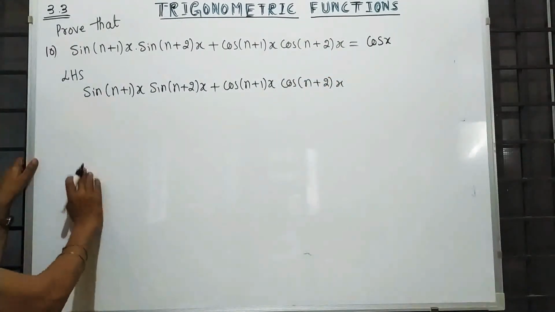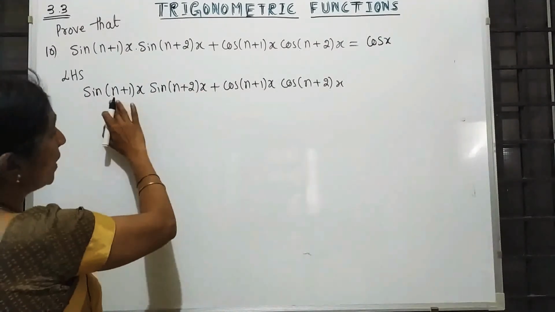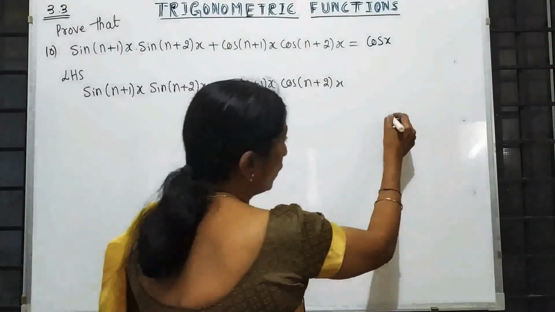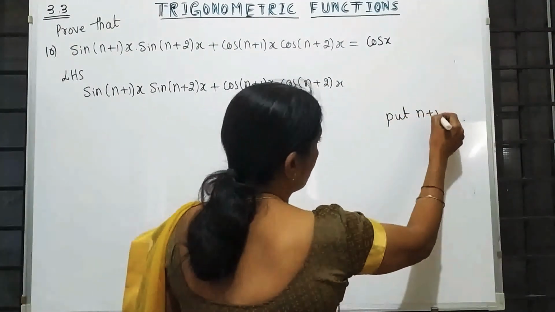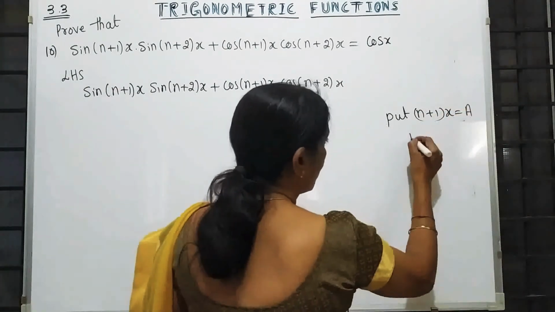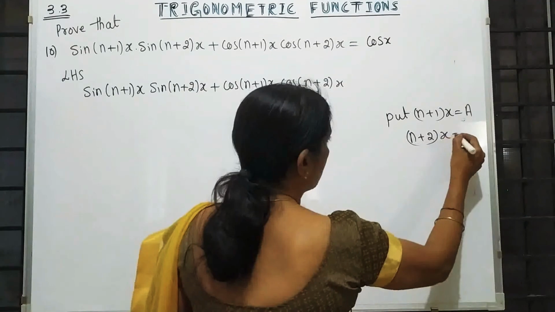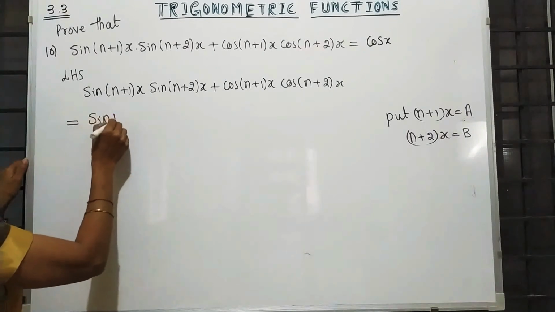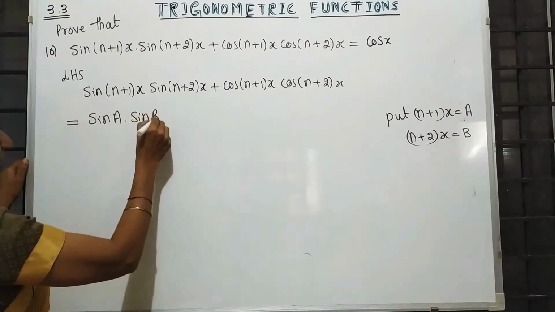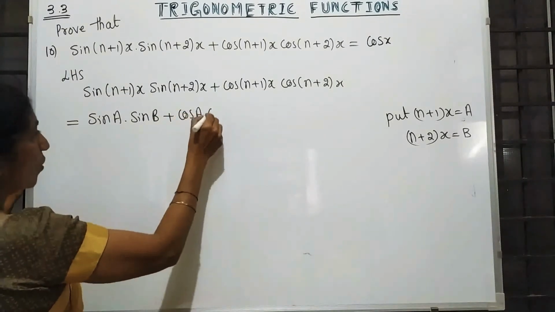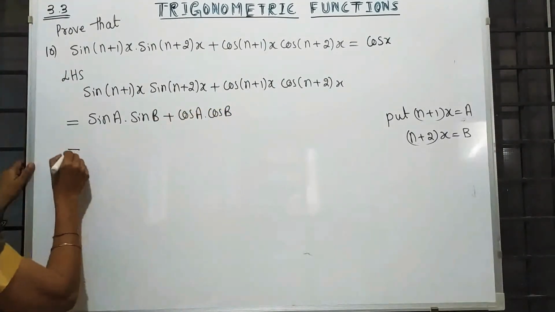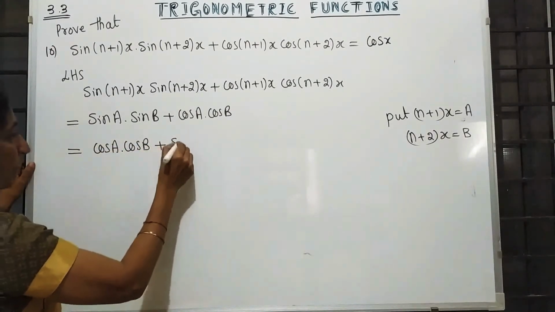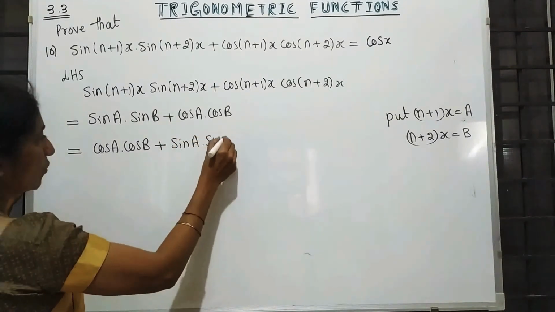See what you are observing. We are observing the same brackets. Here (n plus 1) x, here also (n plus 1) x, (n plus 2) x, (n plus 2) x. For our convenience, put (n plus 1) x as a and (n plus 2) x as b. So this will be written as sin a into sin b plus cos a into cos b. We can write it as cos a into cos b plus sin a into sin b.